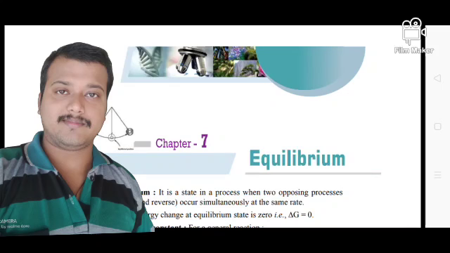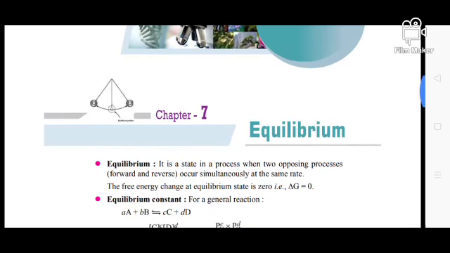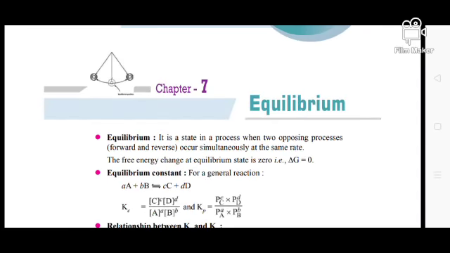Today I am going to discuss chapter 7, that is equilibrium. Okay, it is another chapter of chemical science, or chemistry, you can say.